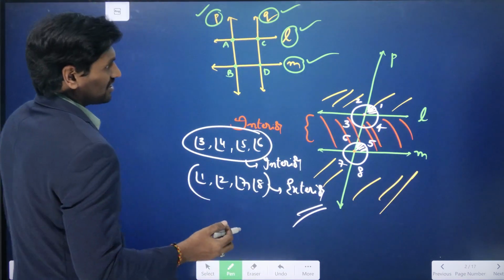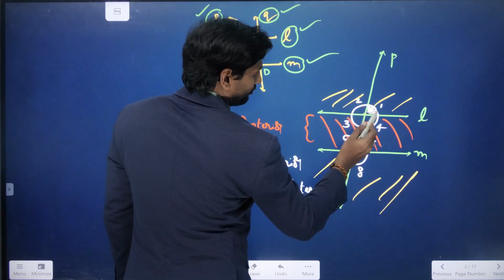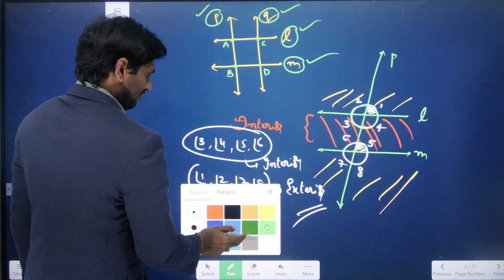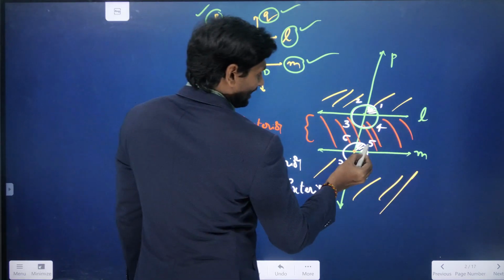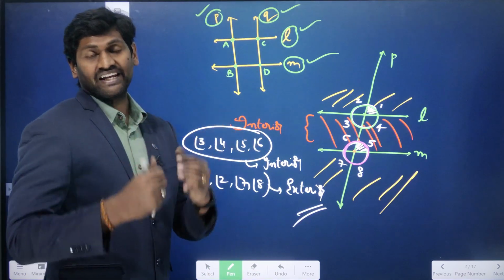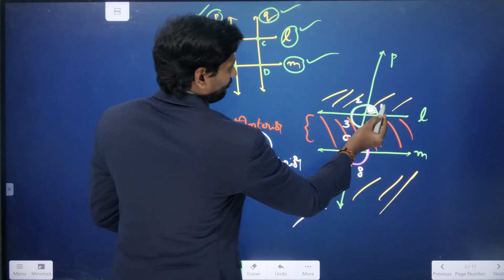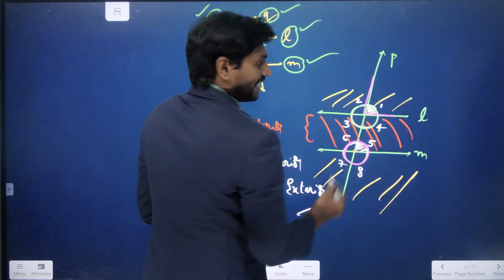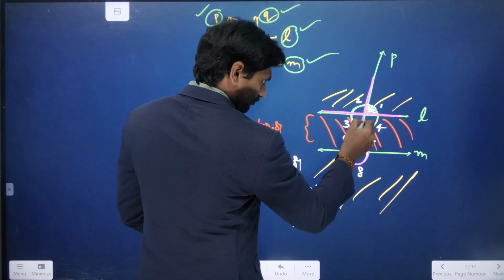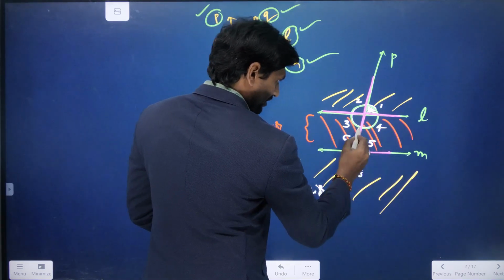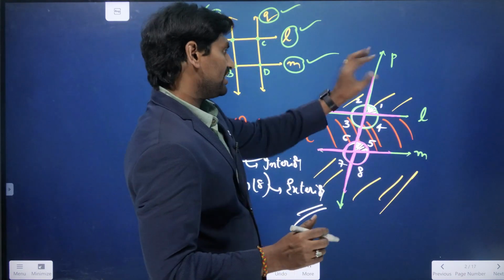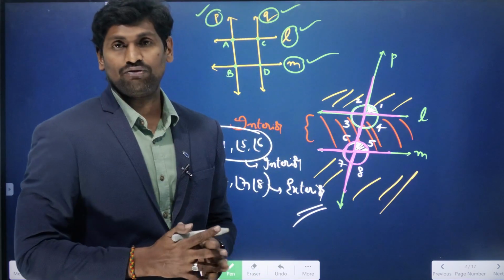Now, while you are observing this, the line P makes 4 angles at point 1: 1, 2, 3, 4. Same way, line P forms 4 angles at M also. Total 8 angles are forming here. Angle 1, angle 2, angle 3, angle 4, angle 5, angle 6, angle 7, angle 8. 4 angles here, 4 angles here. Total 8 angles are forming here.